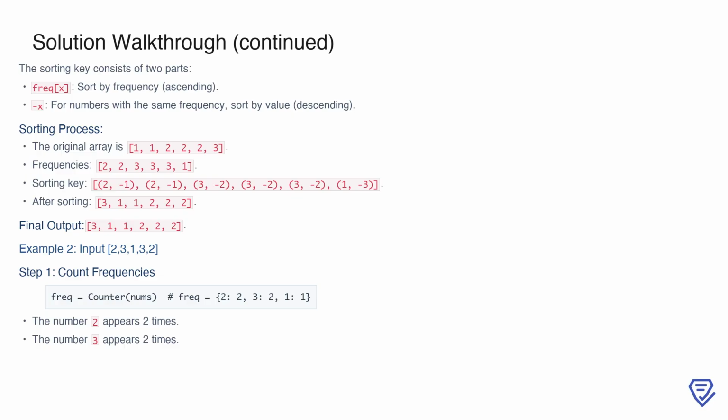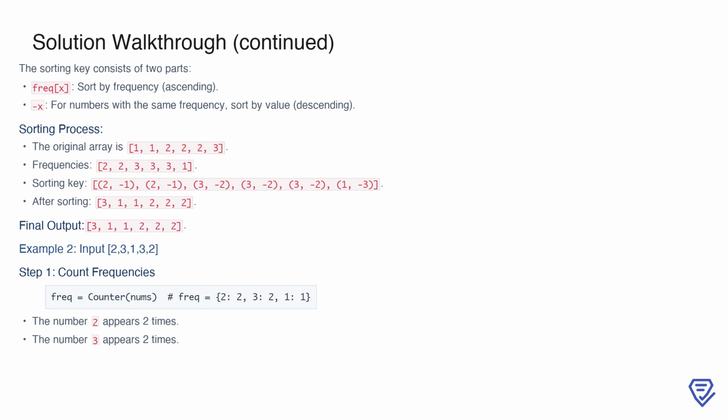Let's apply this to the input array [1, 1, 2, 2, 2, 3]. The frequencies of the numbers are 2, 2, 3, 3, 3, 1, and the sorting key for each element becomes (2, -1), (2, -1), (3, -2), (3, -2), (3, -2), (1, -3). Sorting the array using these keys results in [3, 1, 1, 2, 2, 2]. This ensures that numbers are arranged first by frequency and then by value as required.